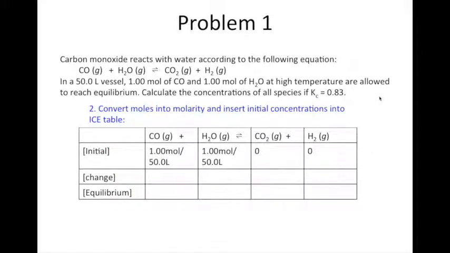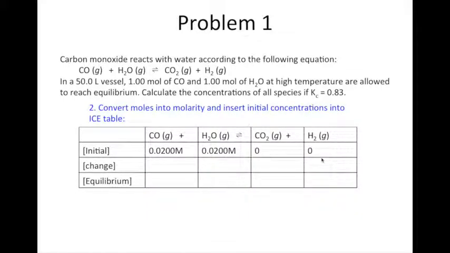Our next step, since we need concentrations, we need to be sure that everything is in terms of molarity in this particular problem, since we're given Kc. So we're given moles and volume, so we need to divide the moles by the volume in order to get our initial molarities. And again, these go in the initial column. We're not given any information about carbon dioxide and hydrogen, so we can assume that their initial concentrations are 0. So now we have everything converted into molarity, and we've inserted them into our ICE table.